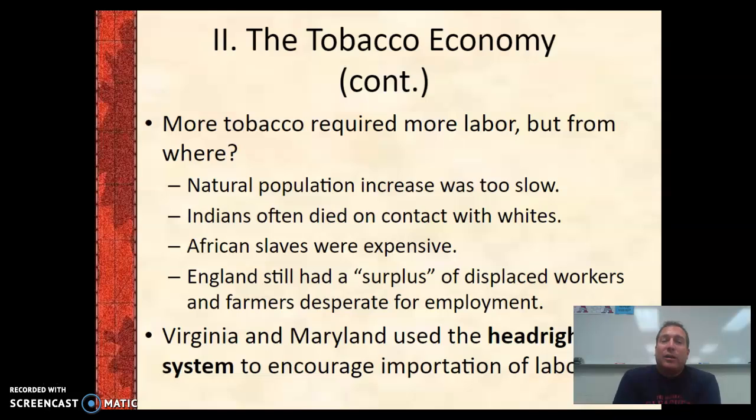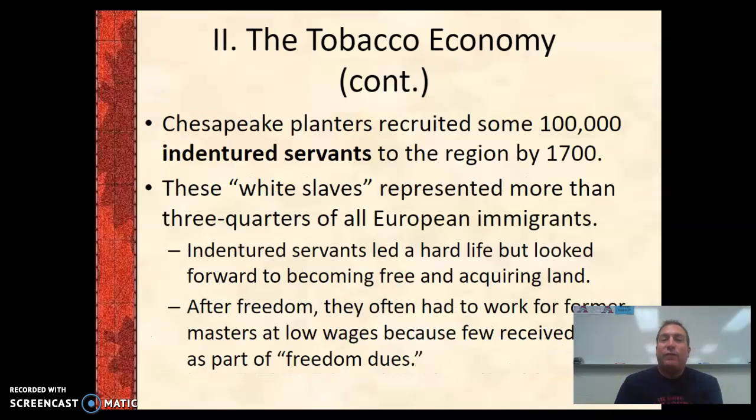But at first, Virginia and Maryland are going to use what's called the headright system, where they're going to be giving away 50 acres of land to any plantation owner who brings workers into the New World. These indentured servants will be serving for 3, 5, sometimes 7 years. And when you're an indentured servant, you have no rights, you have no protections.